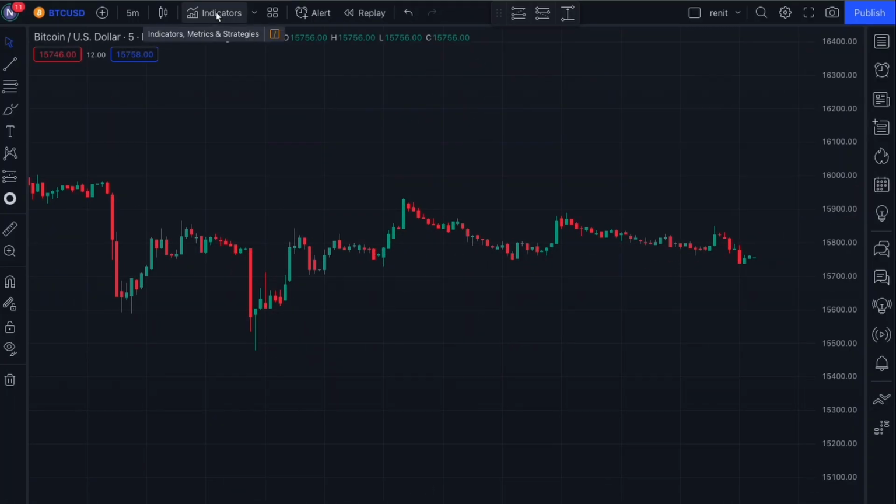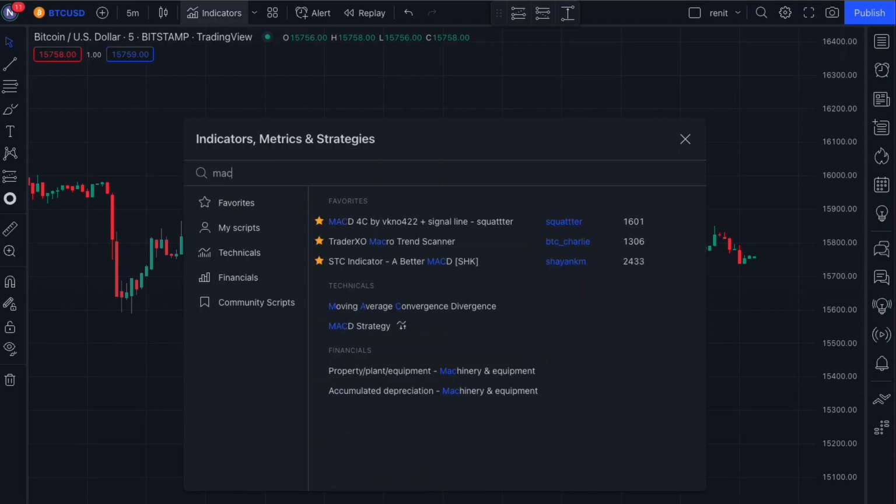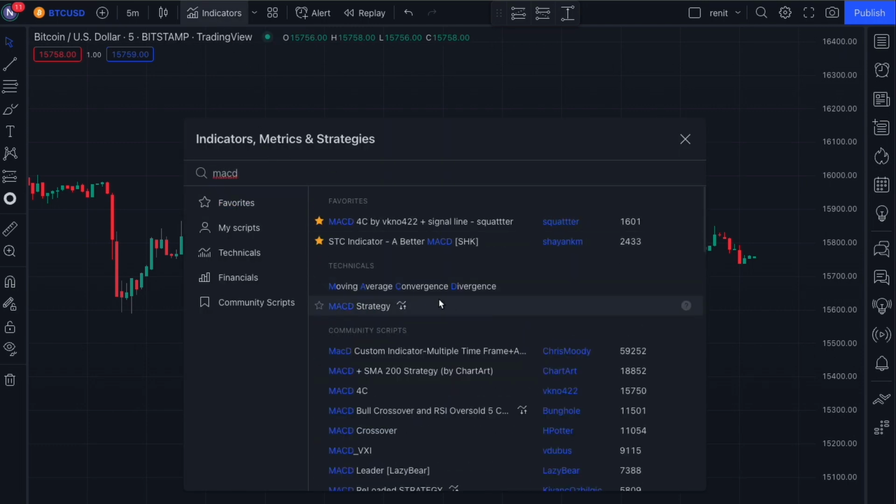Now that our chart is ready, let's add our indicators. For this strategy, I have selected 3 indicators which are all free and give us our entry signal and 2 confirmations. Now let's add the first one. Select the indicators tab at the top of your page and search for MACD. This is going to be one of our confirmation indicators.